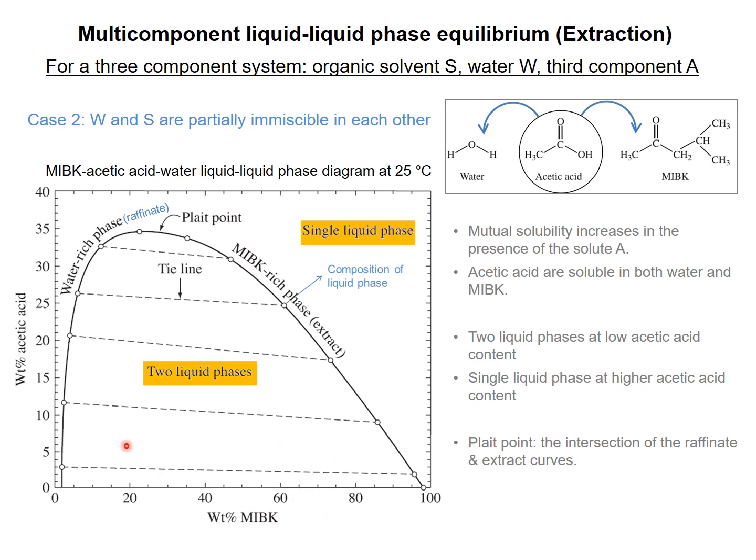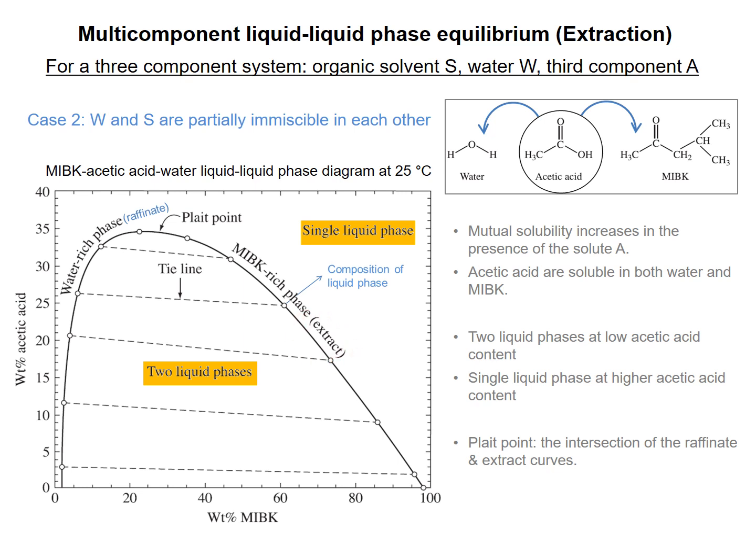The intersection of the water-rich phase, sometimes called raffinate, and the MIBK-rich phase, sometimes called extract curves, is the so-called plait point. I mean, on the left side of the plait point, on the borderline, we could find the water-rich phase or raffinate phase. Also, on the right side of the plait point, you have the MIBK-rich phase or extract phase.